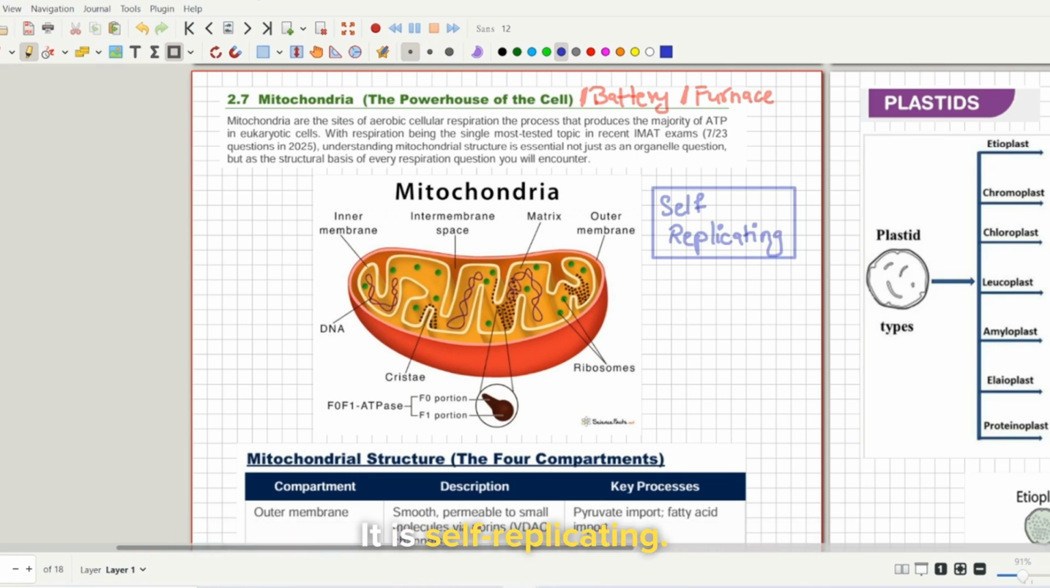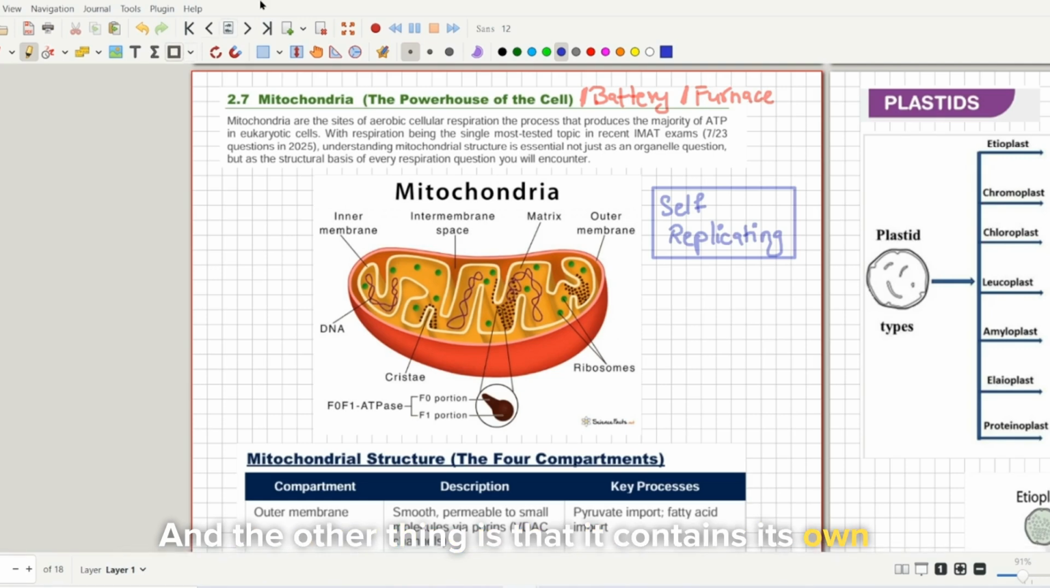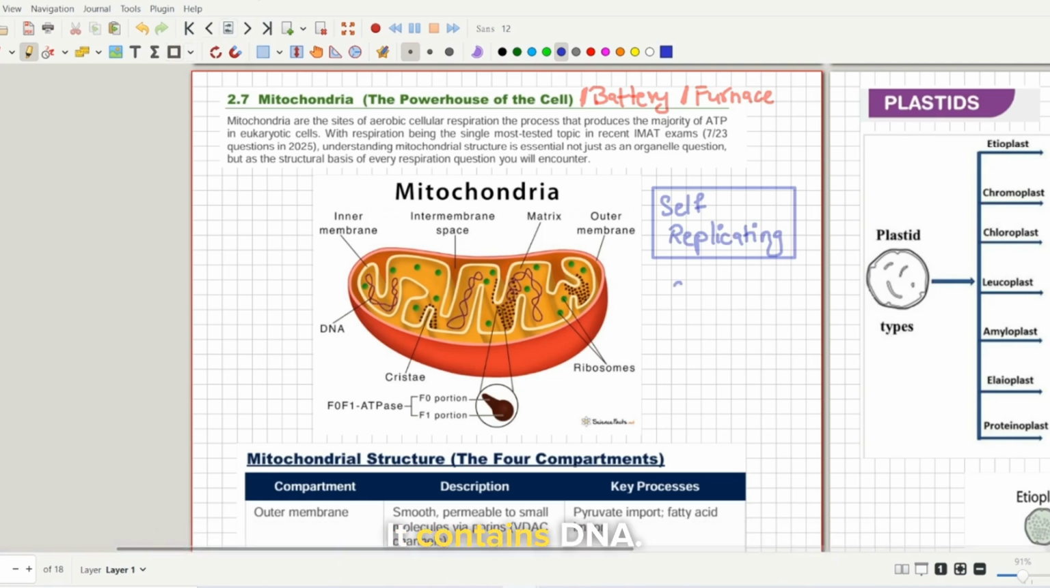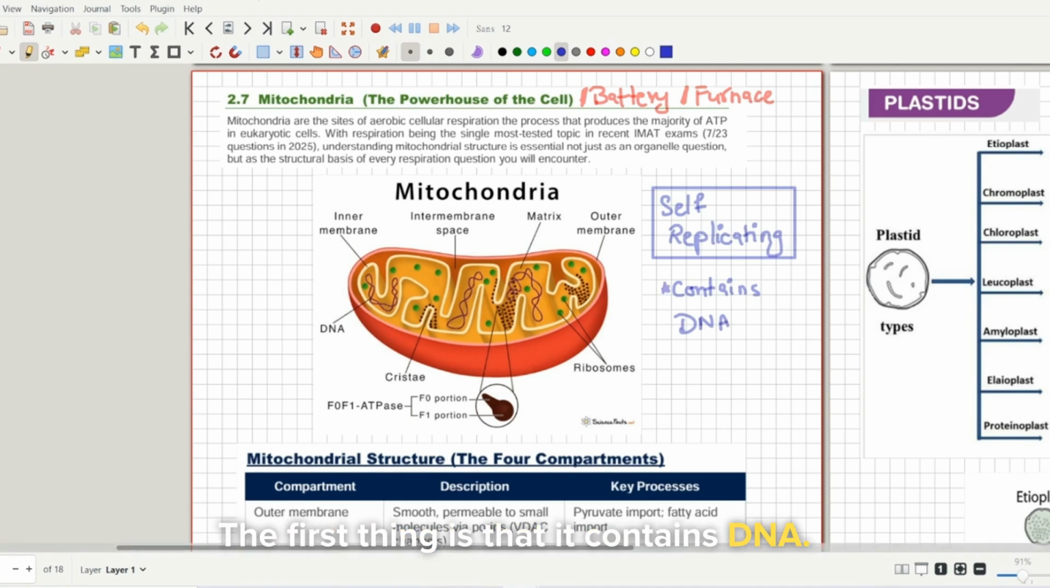It is self-replicating. And the other thing is that it contains its own DNA. It contains DNA. That's why it is self-replicating. It does not need anything else. The first thing is that it contains DNA. The other thing is that it contains ribosomes.